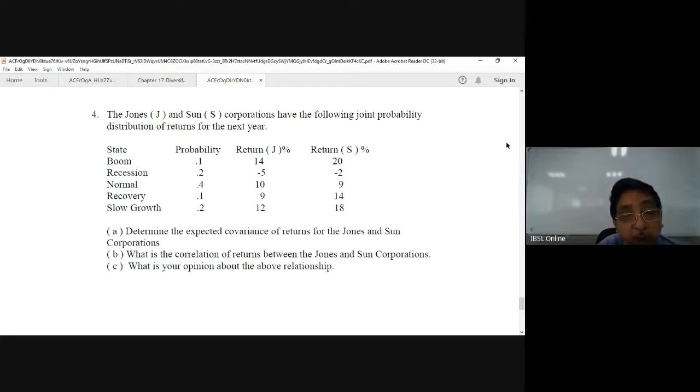Now, I will ask a question. What is the most possible economic state, or state of economy? By looking at it, you can give an answer. What is the most possible state of economy?